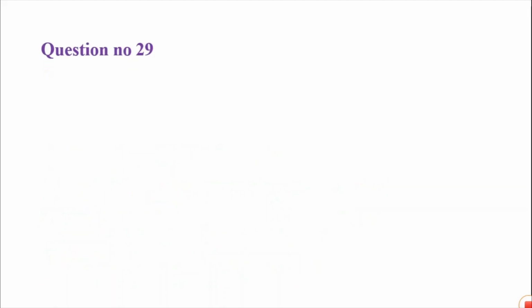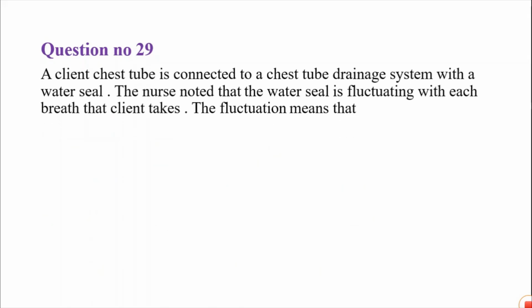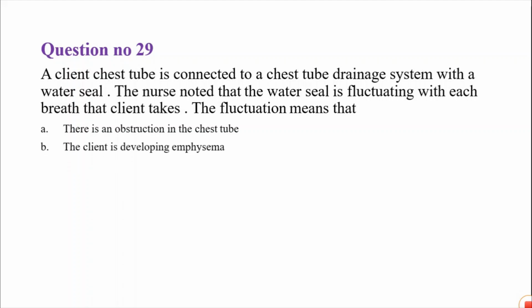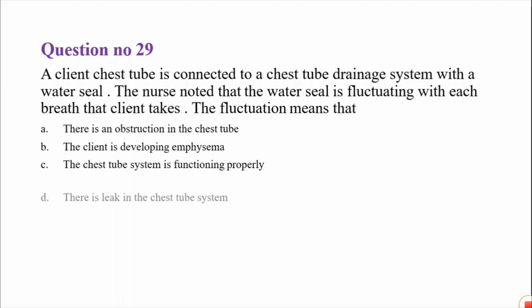Question number 29. A client's chest tube is connected to a chest tube drainage system with water seal. The nurse notes that the water seal is fluctuating with each breath that the client takes. The fluctuation means that, number A, there is an obstruction in the chest tube. Number B, the client is developing emphysema. Number C, the chest tube system is functioning properly. Number D, there is a leak in the chest tube system.